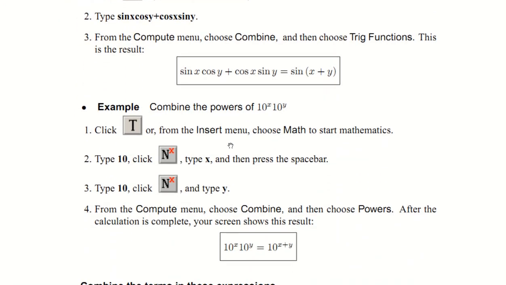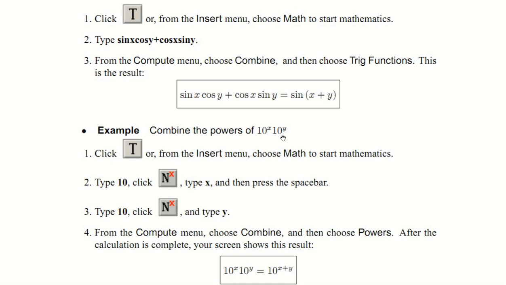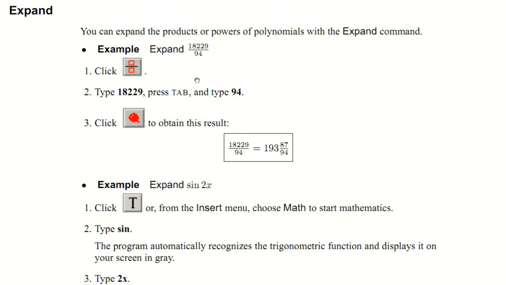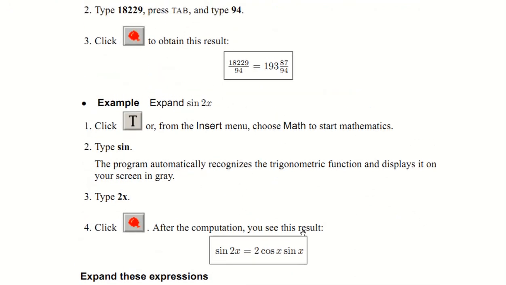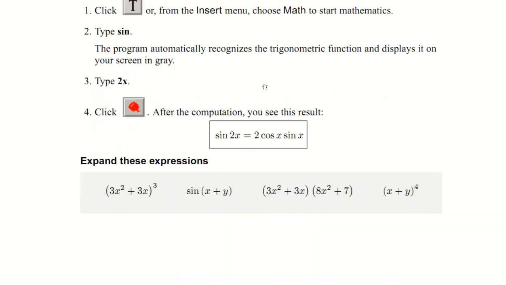Similarly, you can combine this expression by choosing the combine operation from the compute menu, and the result is 10 to the power x plus y. We can also expand powers of polynomials or products of polynomials by choosing the expand command, as given in this example. Here sin 2x is expanded by choosing the expand command, and the result is 2 cos x sin x.